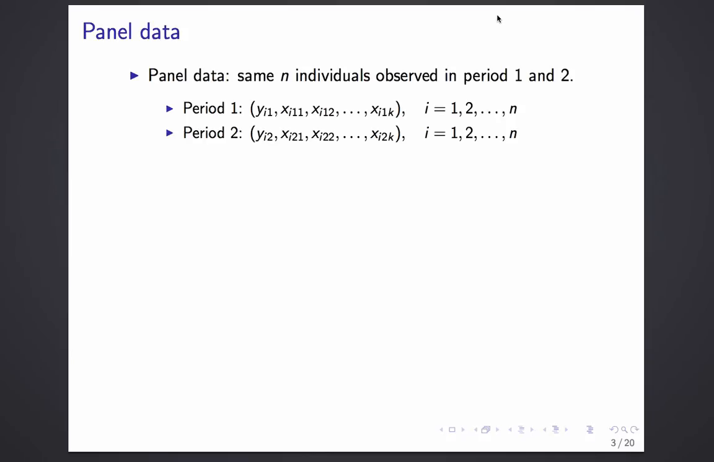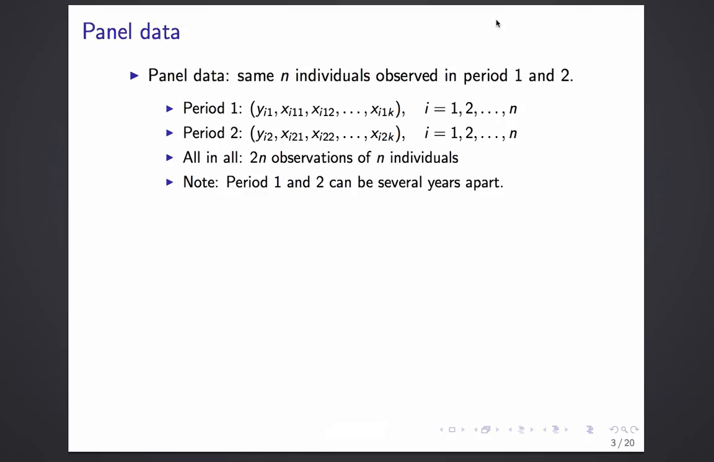i indexes individuals and t denotes time. To sum up, we imagine having panel data available to us with n individuals, and we observe these individuals in 2 time periods. In total, that gives us 2 times n observations in the data.